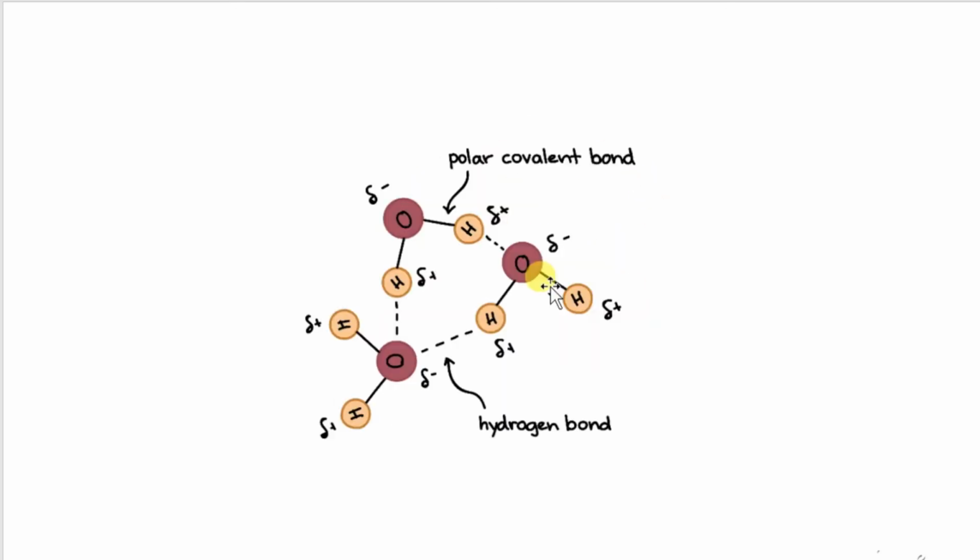And because of this polarity, the slightly electropositive hydrogen atom can come close to a slightly electronegative oxygen atom, and these form hydrogen bonds, as we can see by these dotted lines over here. It's important to note that hydrogen bonds are between molecules, not within the molecules. These are the polar covalent bonds, and between the water molecules is where we have the hydrogen bonds.